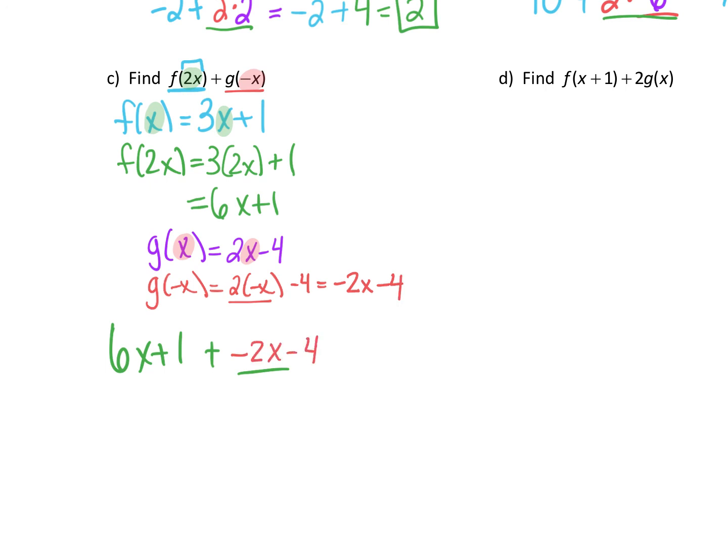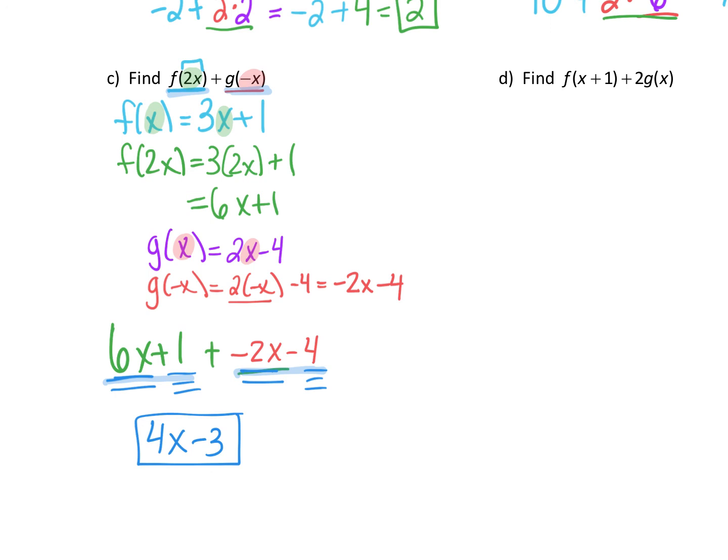So now I'm doing f of 2x, which was 6x plus 1, and g of negative x, which was negative 2x minus 4. And now I need to add them together. So if I add like terms, 6x plus negative 2x would give me 4x. 1 plus negative 4 would give me negative 3. So my simplified answer would be 4x minus 3.